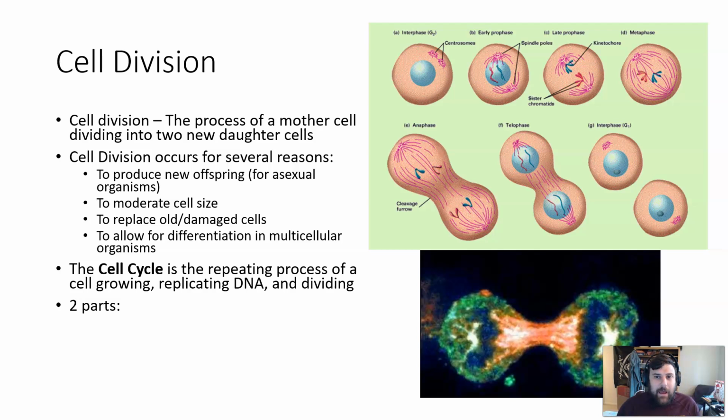And we break this down into 2 parts. The first part is called interphase, which occurs in between divisions, we'll say. The second part, and this is going to be what we focus on later, is called mitosis and cytokinesis. This is the actual process of dividing. Like I said, our main focus for now will be on interphase.